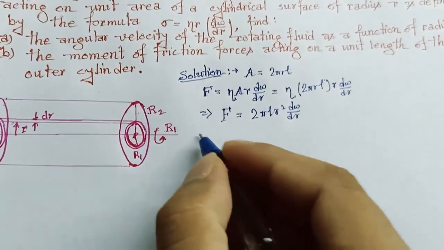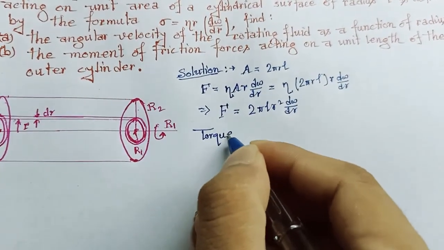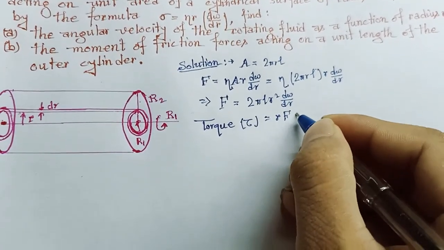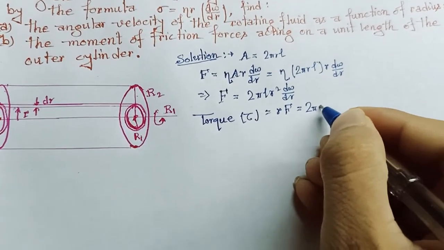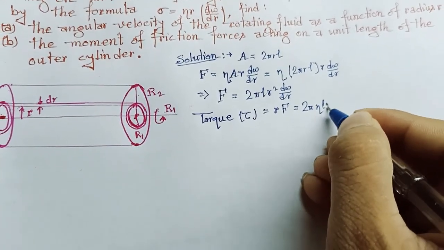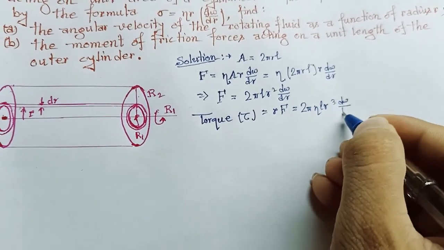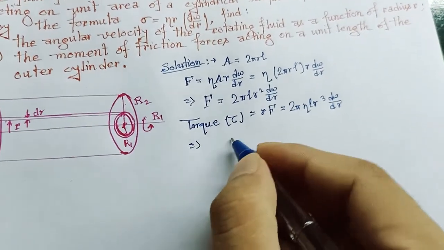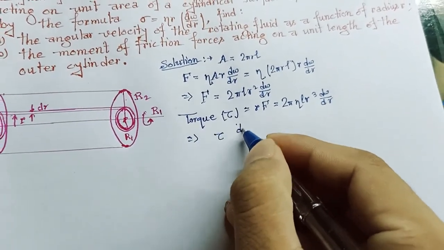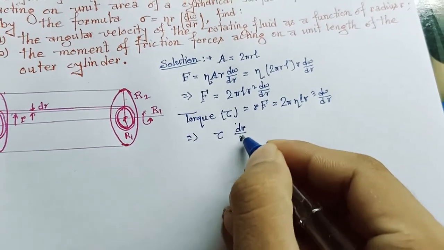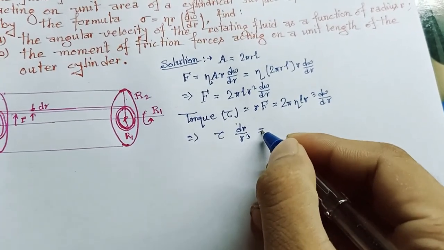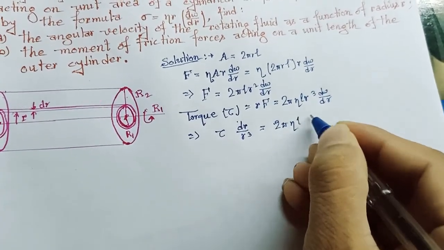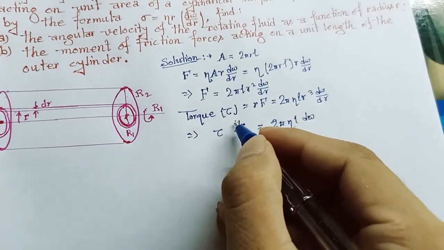Now torque tau will be equal to r into F, that will be equal to 2 pi eta L r cube d omega with respect to dr. Now if we rearrange this, then we will find tau into dr divided by r cube is equal to 2 pi eta L d omega. Now we have to integrate both sides.